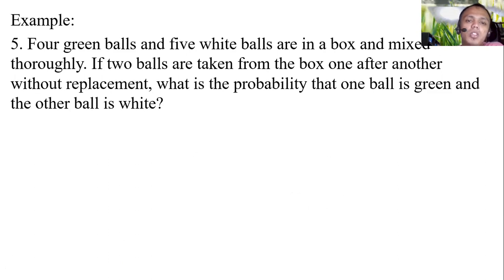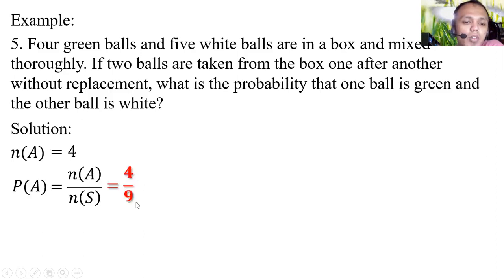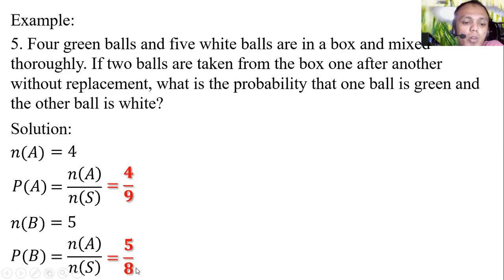Next, 4 green balls and 5 white balls again are in a box and mixed thoroughly. If 2 balls are taken from the box one after another without replacement, what is the probability that one ball is green and the other ball is white? So this time naman, it is an example of dependent probability. Okay? So for the number of event A, for green ball, we have 4, and then the probability niya is 4 over by 9. What about for number of event B, for white ball? We have 5, no? Then the probability here is equal to 5 over by the sample space na natin dito, instead of 9 naging 8 na.